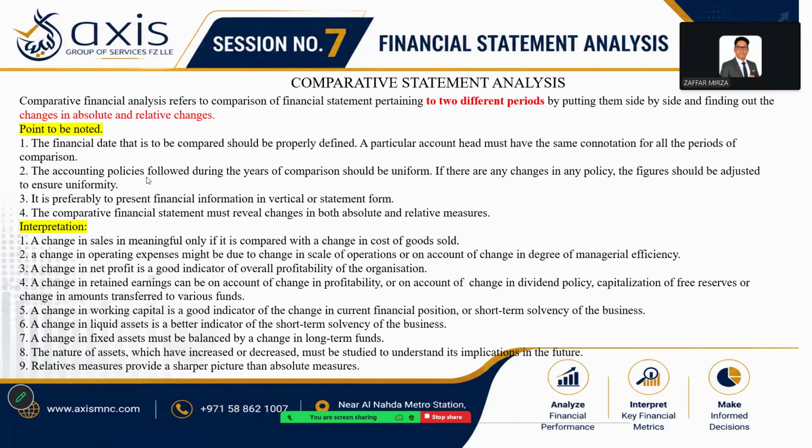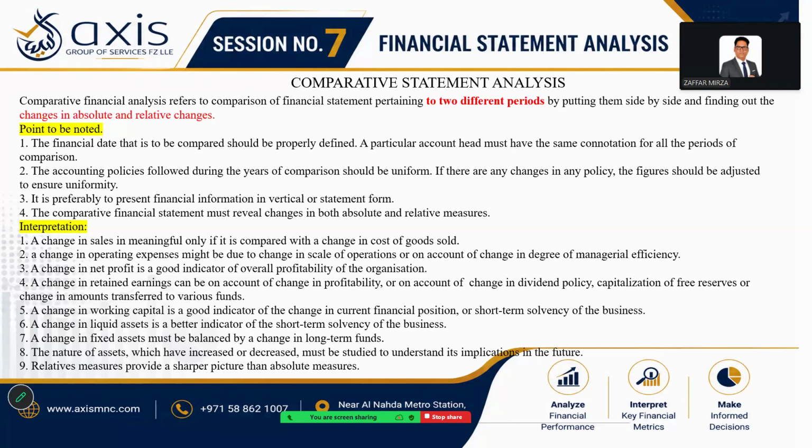Accounting policies followed during the years of comparison should be uniform. If there are any changes in any policy, the figures should be adjusted to ensure uniformity. Look, this is the danger. One, the period should be defined. Second, if there is any change in the policies, it should be adjusted. So what did we learn? When we are comparing the statements, the policies should be uniform.